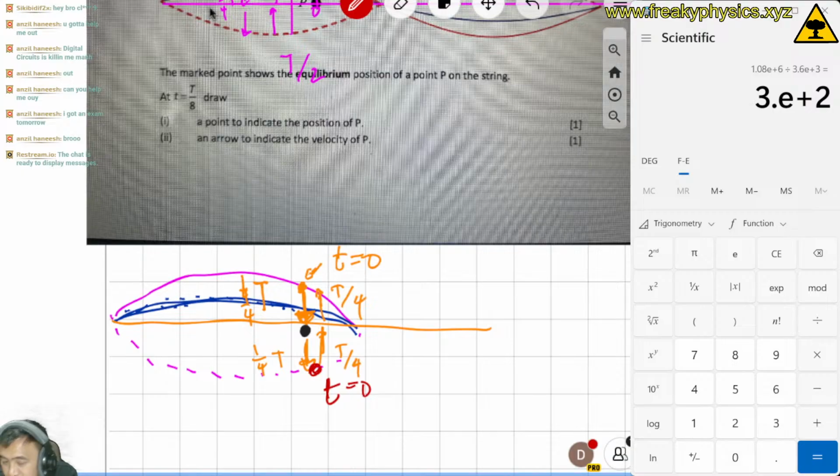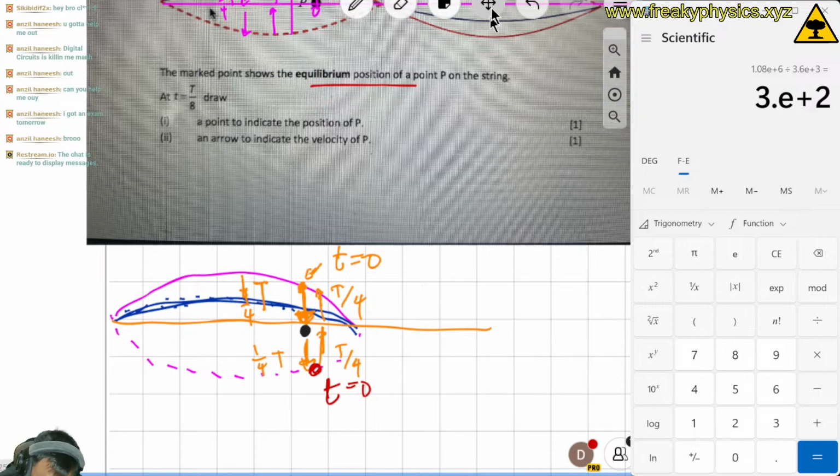Oh, and one question. Go ahead. Why is P in the middle of the wave? Shouldn't it be on the wave? It is on the wave. But remember, as part of the oscillation, P will eventually be in the equilibrium position. And that's exactly what it says right there. P is the equilibrium position of that particular part of the wave. It says so right there. The marked point is the equilibrium position of P. So that's why it's in the middle.